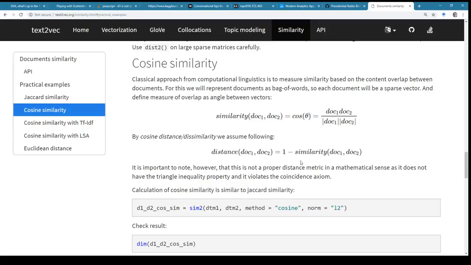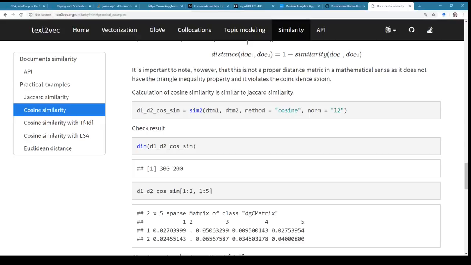Ryan says, I like Gensim for this stuff. Oh yeah, Gensim would have been a good choice as well.